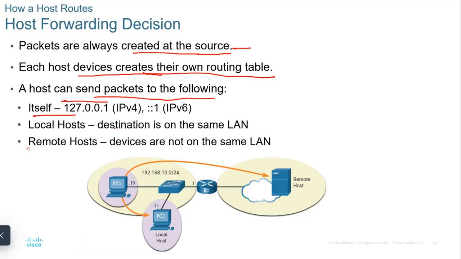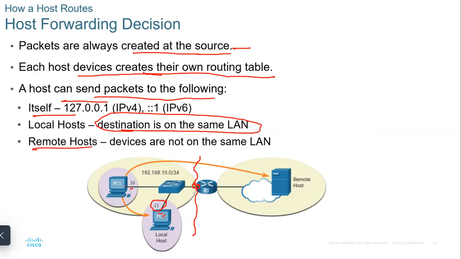Now with local host, the destination is on the same network. This is our one network here. If you're on this PC and you ping this IP address, you will have pinged the localhost. If you're on this PC2 and you ping this one, you will have pinged the localhost. If you're on this machine and you ping this interface, you will have pinged the localhost. You're trying to reach localhost.